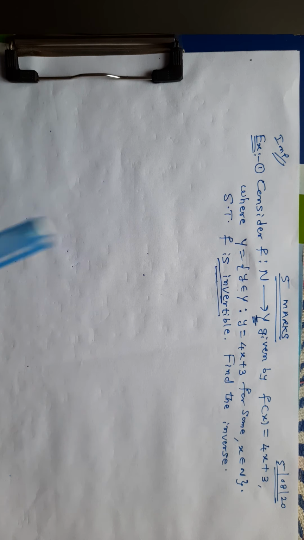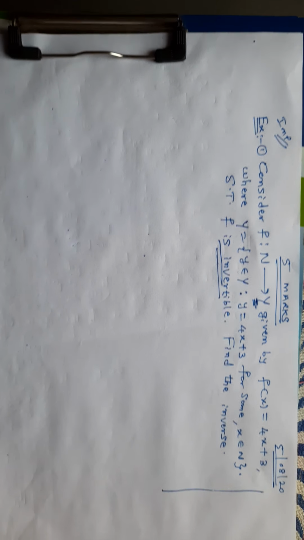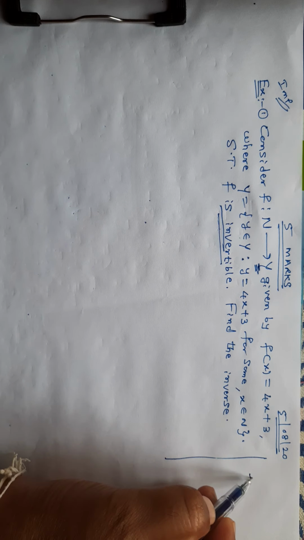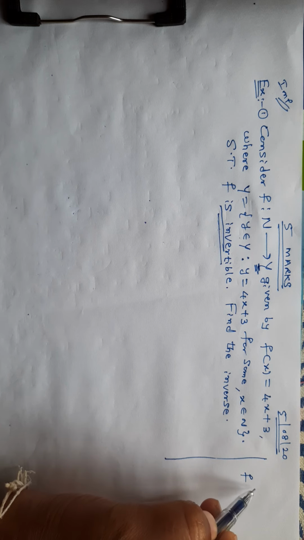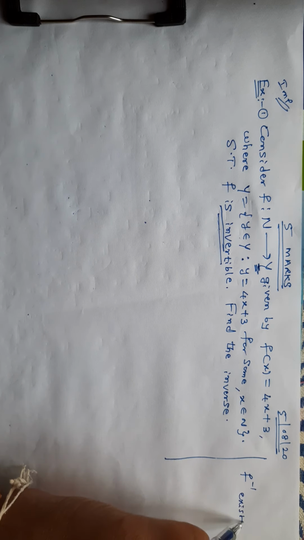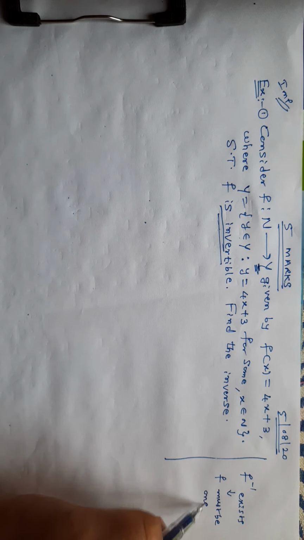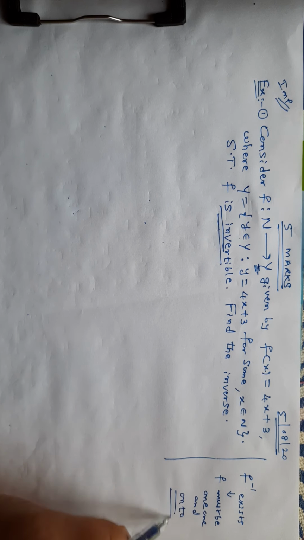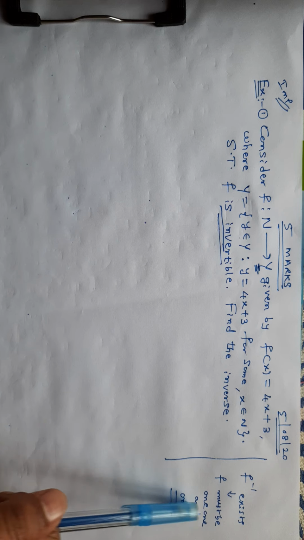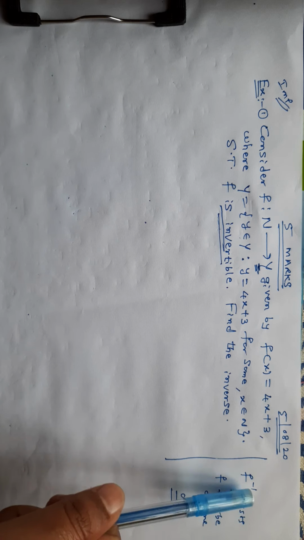Before going into the solution, let me clarify that in my previous videos, I have clearly told that to show that f inverse exists, f must be 1-1 and onto. This is the first method here. We can show that f is 1-1 and onto, then f inverse exists.